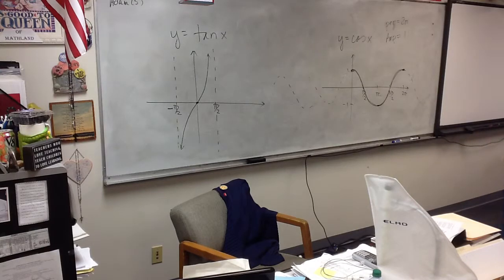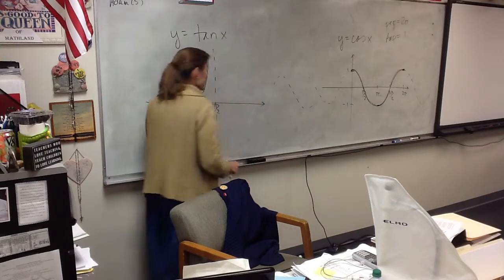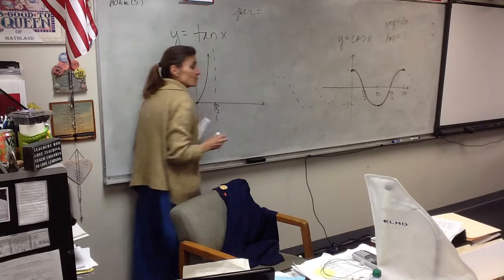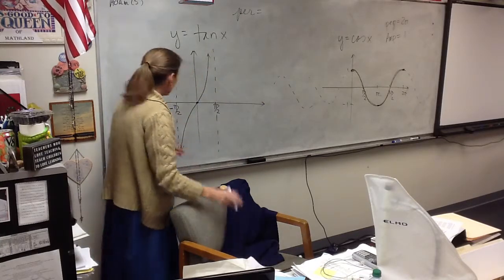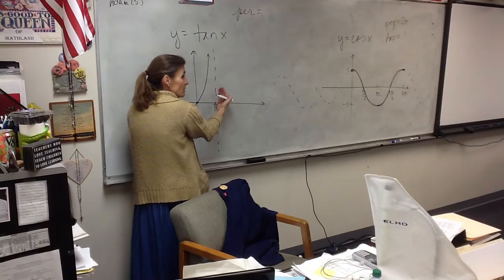Now, why does the tangent have asymptotes? I want you to think about the work we've done the last few days. Have we had some answers that were undefined? Yes. And when a function is undefined, it has an asymptote there. That's right. So the tangent has asymptotes here and here. Now, its period is the distance from here to here. That's a period.